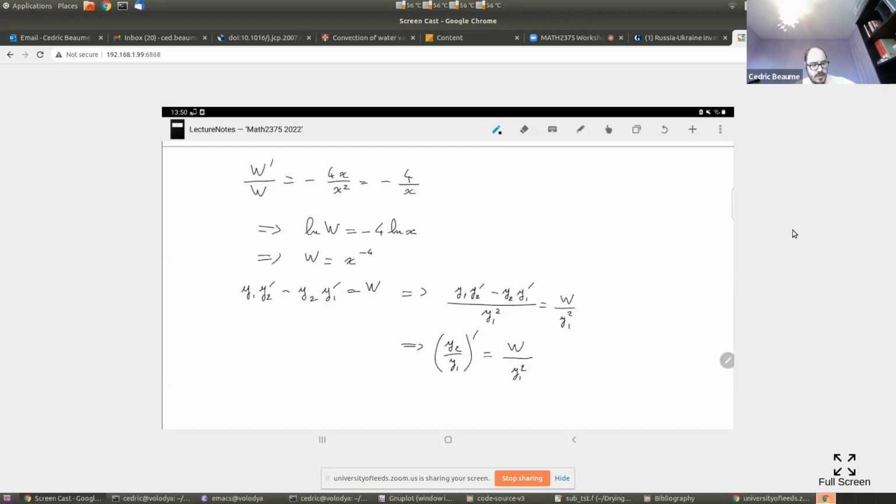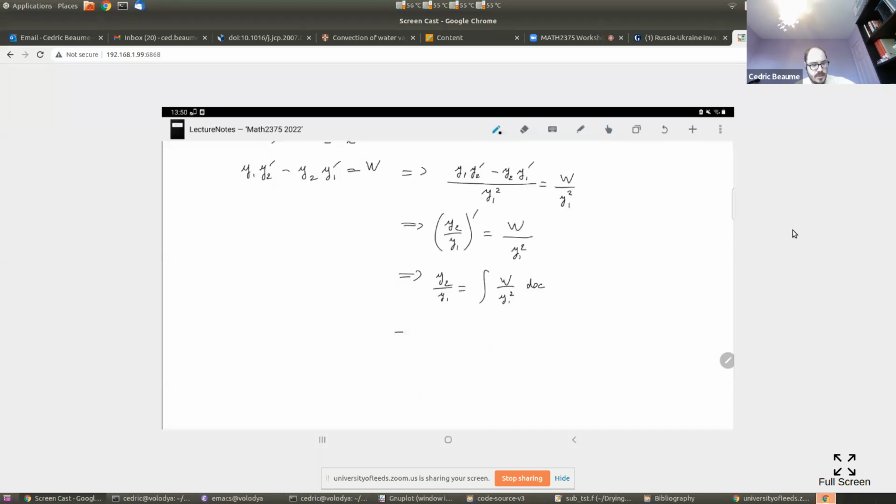Excellent. That is giving us a lot of information, because if we invert this operation of the derivative, then what we get is y2 divided by y1 equals the integral of w divided by y1 squared dx. In other words, we get y2, that second function, entirely expressed as a function of the first one, in this fashion. Okay, so that's the formula that we're going to be working with.